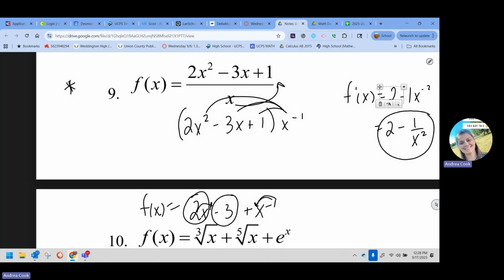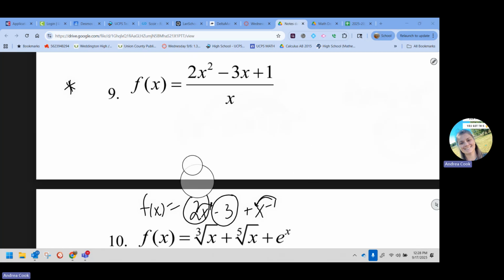Okay, you ready to flip the page over? Or, oh, no, never mind, it's not flipping. Okay. Sorry, last page though. We have lots of examples today, death by examples.